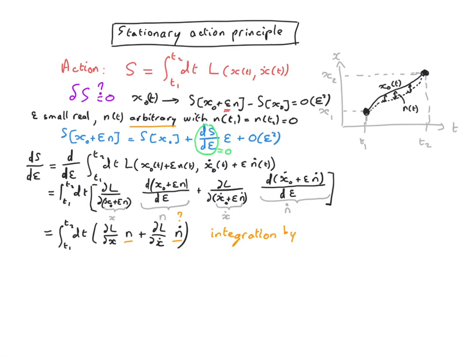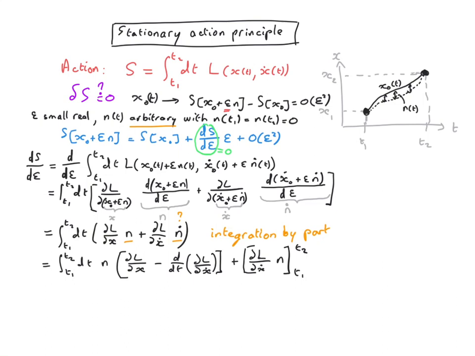We have already seen integration by parts earlier in a video. So if you don't remember how it works, I encourage you to watch this video again. I'm going to apply it here just to factorize n. In this last term, we use a notation where we take the difference of what is between the brackets between t2 and t1. But we already saw that the function n is 0 at t1 and t2. Therefore, this last term is simply 0.